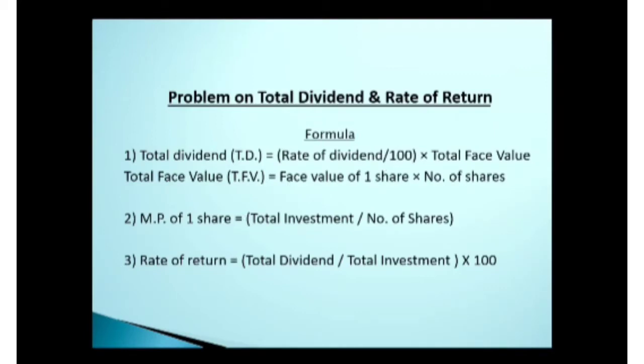First formula is total dividend. All right. Then in that only we have to calculate the total face value. After that, market price of one share, and the third one is rate of return on investment. Now it is not necessary that it will go in the same sequence as written over here. Depending upon the data that has been given in the question and what has been asked, accordingly you have to frame the formulas that are required while doing the problem. So not necessary that every time it will go in the same sequence. All right.